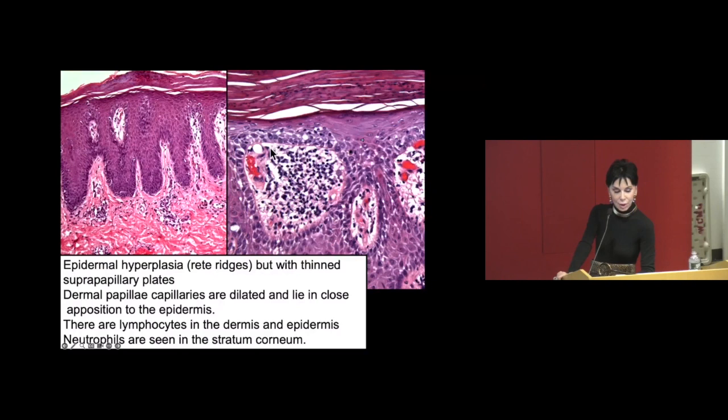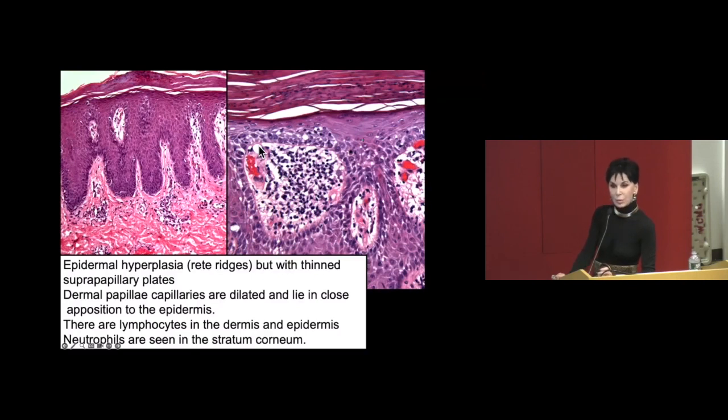Secondly, the dermal papillae capillaries have a very distinct alteration. They become dilated and the basement membrane zones become juxtaposed to the basement membrane zone of the epidermis, referred to as the psoriatic capillary, a very unique finding for psoriasis.